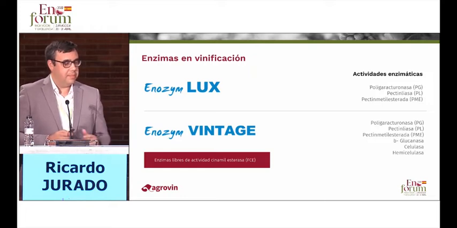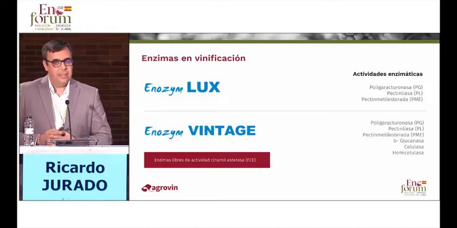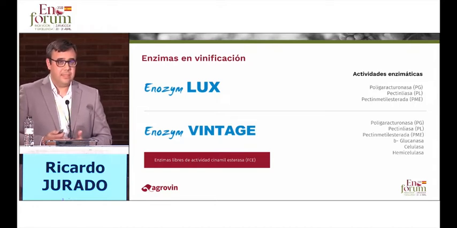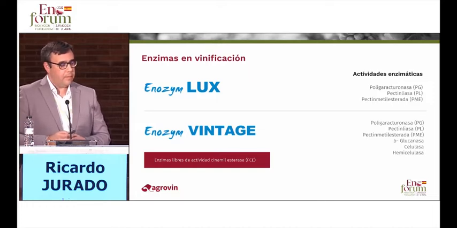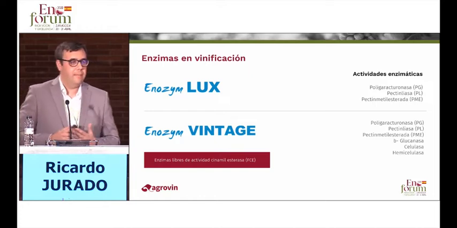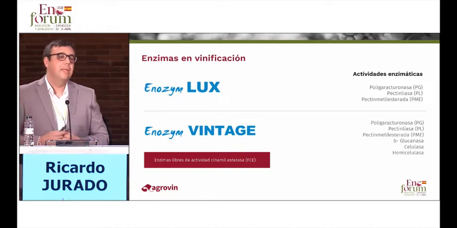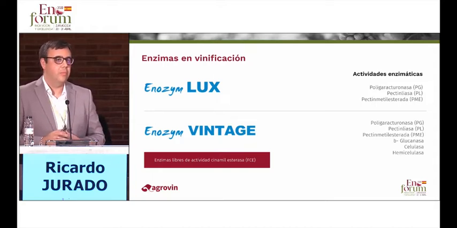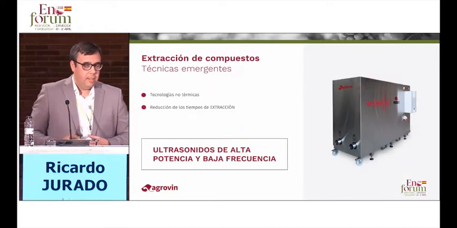Belen will give you more data on these enzymes, but I'm going to present them in the study that is going to be explained by Belen. We've chosen Enozym Lux and Enozym Vintage. The first one having a high pectin lyase activity, which is essential to break the cell wall. And however, Enozym Vintage has also pectin lyase activity, a bit less than Lux, but it has cellulase and hemicellulase activity. And therefore, we are going to study, using ultrasound, which of these enzymes is better to extract compounds.